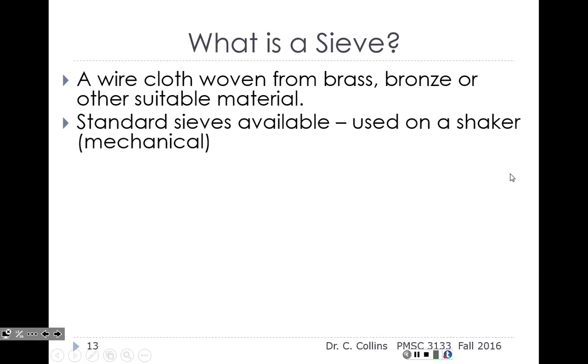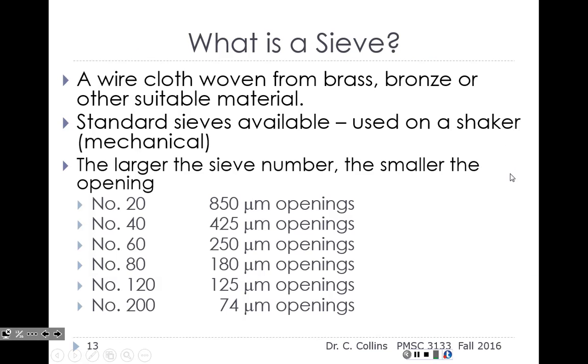So this is the description of a sieve, and these are sort of the standard sieves that you would look at. So a number 20, number 40, so you can see the openings get smaller as the number gets bigger. So in a number 20 sieve, you can easily see the openings between the wires. So about 850 microns down to 74 microns.